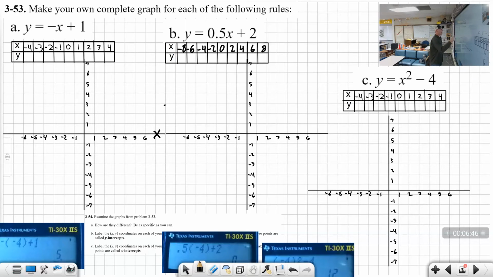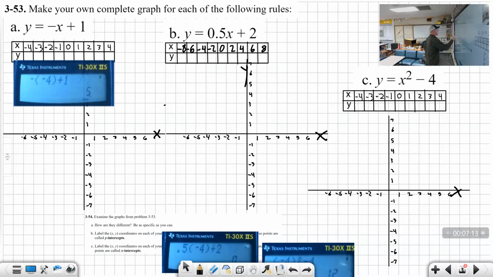They also need x and y. You need to label your axes. Scale and label your axis from the beginning. Okay? And then the third thing that you're going to do, I am going to go ahead and do C, and you're going to do A and B.